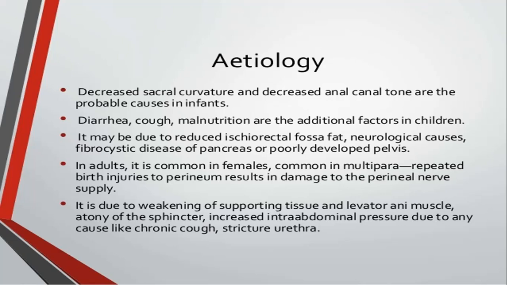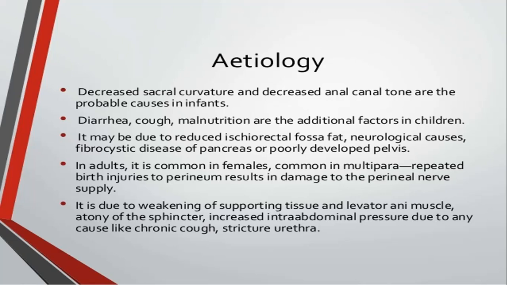If you face any problem remembering these etiologies, you can link them all with only two: decreased sacral curvature and decreased anal canal tone. In adults, it is common in females, common in multipara, due to repeated birth injuries to the perineum. So this is the most common cause in adults.